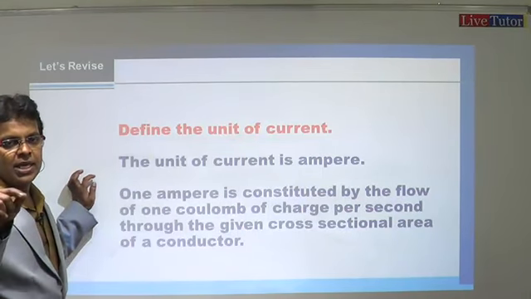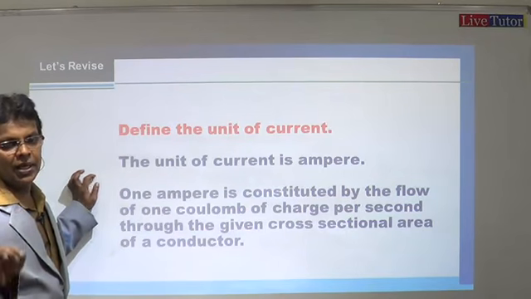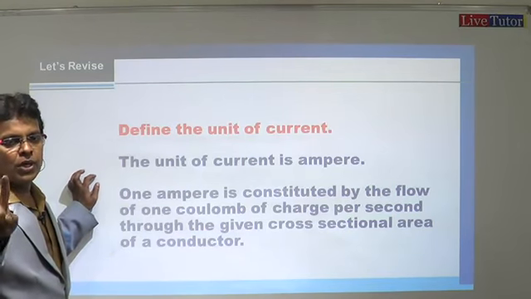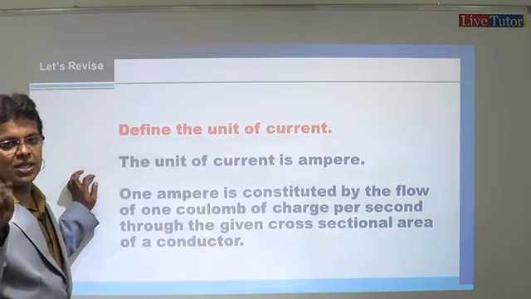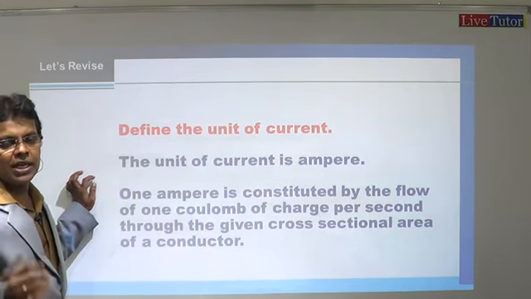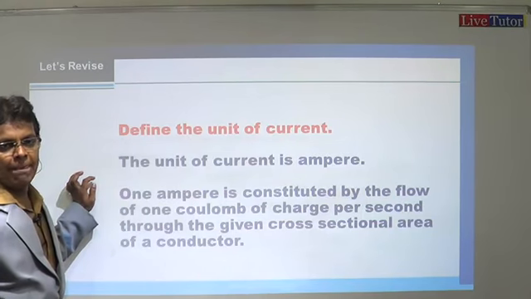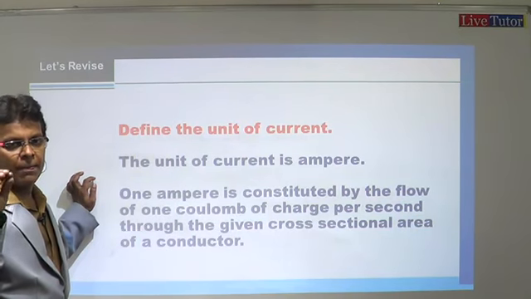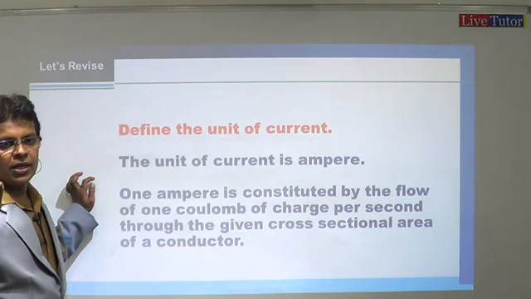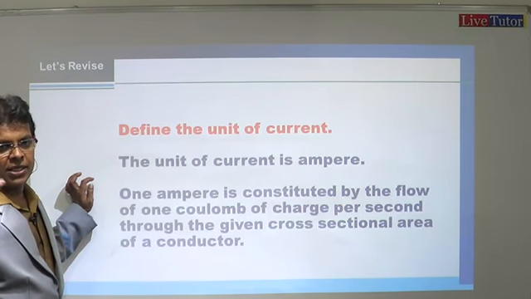Remember that I is equal to Q by T. In that, if Q is 1 coulomb and T is 1 second, then we say that I is 1 ampere, isn't it? So, 1 ampere is constituted by a flow of 1 coulomb of charge per second through the given cross-sectional area of a conductor.